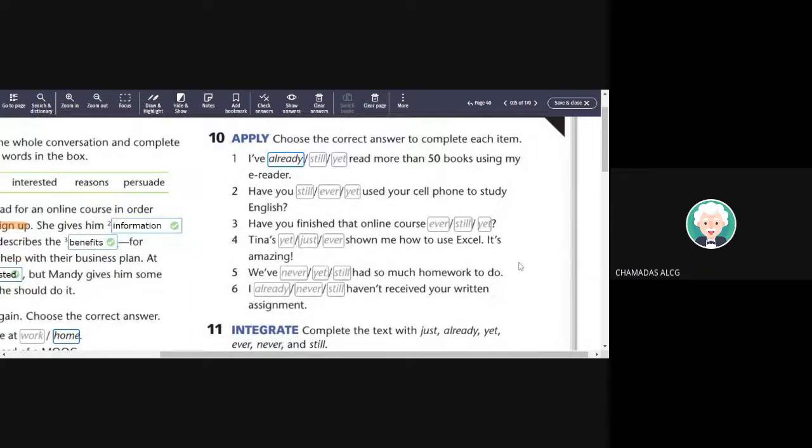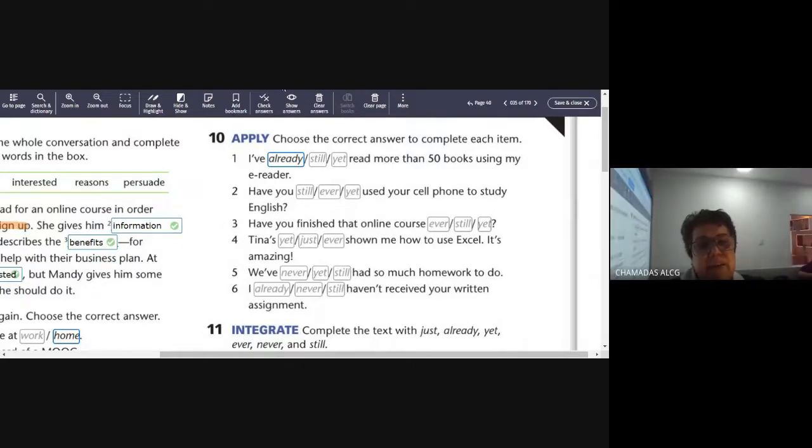So now, guys, do numbers 2 to 6, and then we correct. Take the time now to evaluate if you understand and if you feel comfortable with these words. Okay, go ahead.